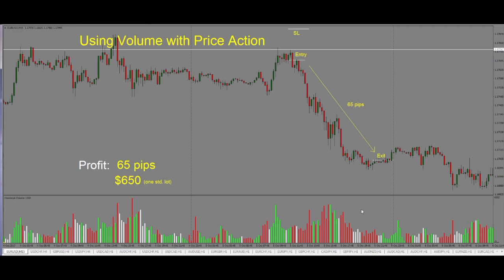And that shows us that we are likely to see price pull back here. So it is a good time to exit the trade because our volume continues to decrease and price is not going anywhere. So we exit the trade here. From entry to exit, we get 65 pips in the trade.